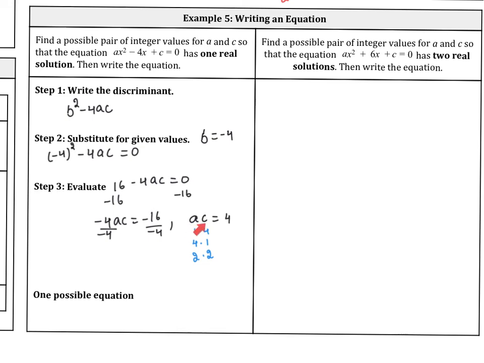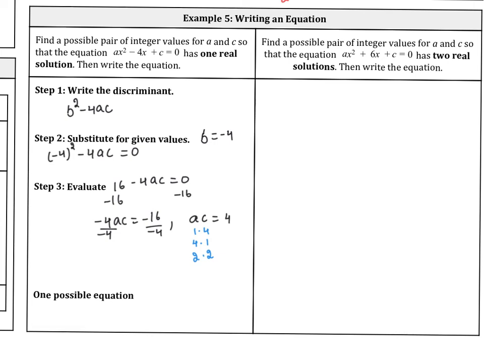Now what could be the a and c so that the result is 4? So we can have a as 1, c as 4. So 1 times 4 is 4. We can have another option, 4 times 1, that is also equal to 4. And another situation where a times c would be 4 is 2 times 2. So you're going to use all the options to find the equations.